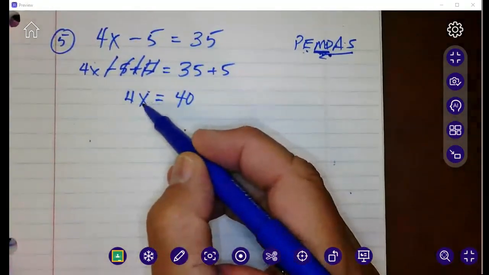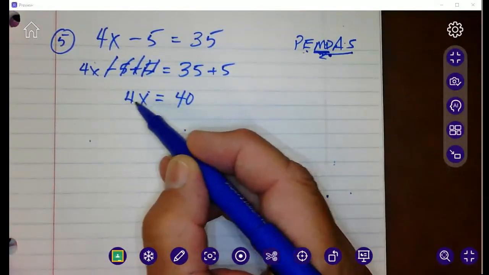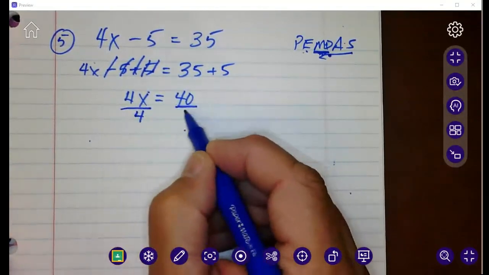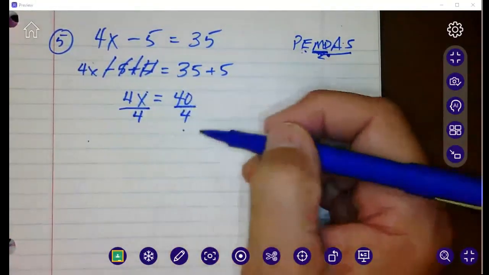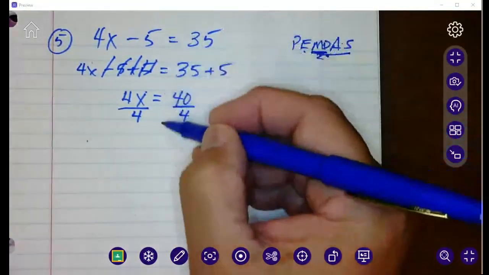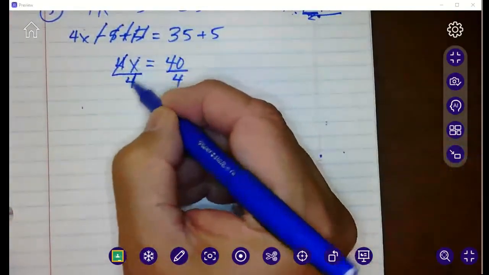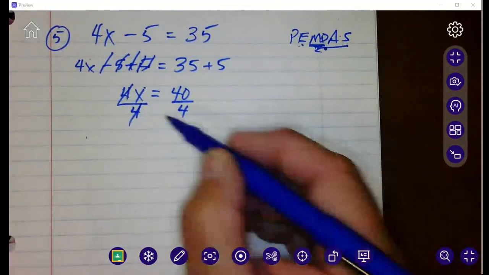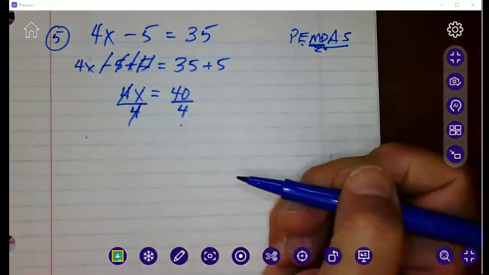So when I look at this and I look at x, we're multiplying 4 times x. We undo multiplication by dividing. Whatever you do on the left side of the equation, you must immediately do on the right side of the equation. I'm keeping my equal signs lined up as much as possible. On the left, the 4's will divide out. That's the whole reason for dividing by 4, is so that the common factor of 4 divides out.